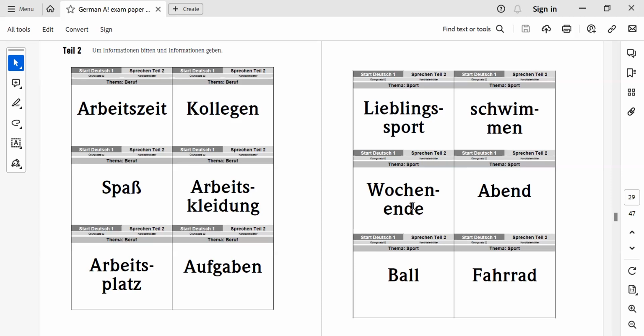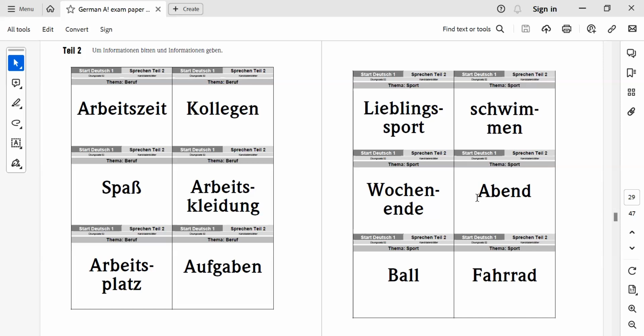Yeah. Then the next, this is Abend. So, evening. Was machen Sie am Abend nach der Arbeit? So you can use the dative or accusative prepositions you have learned. Here only you can show that you know or you have learned.